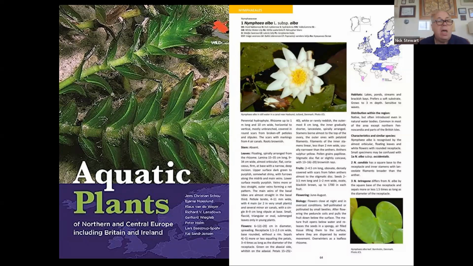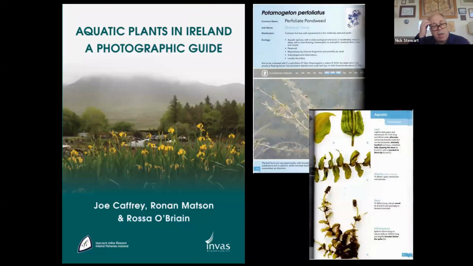The other one is a nice illustrated guide produced by Joe Caffrey and two of his colleagues, and it covers Irish plants, but it's just as good. Most of the species are the same as they are in Britain, and there are lots of color pictures, and this one actually includes a little bit more of the wetland edge species than the previous one, which is more specifically just the plants actually in the water.